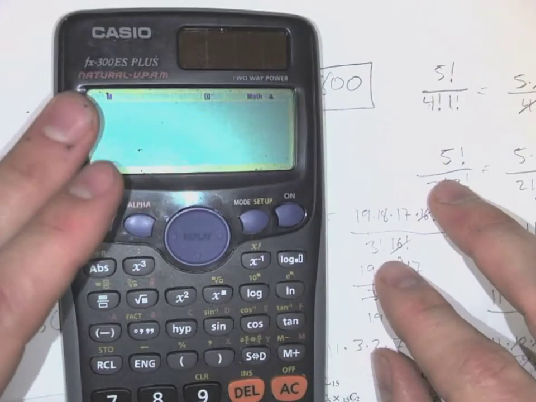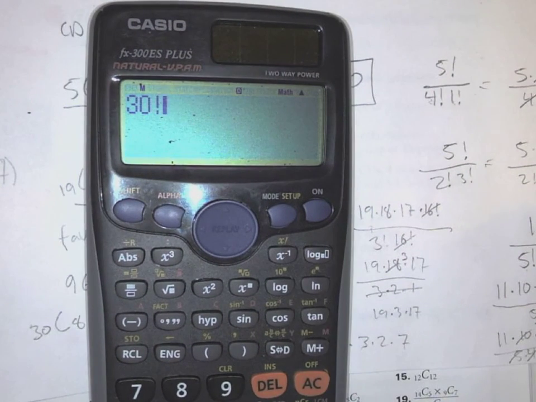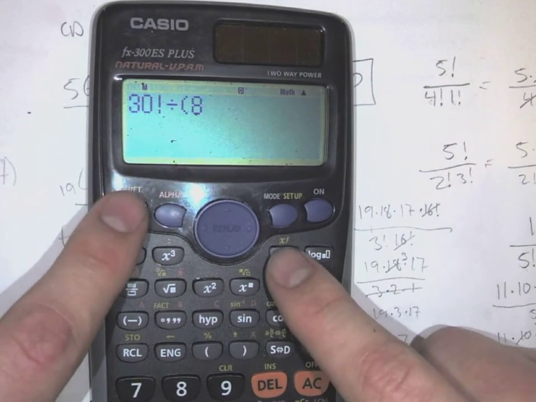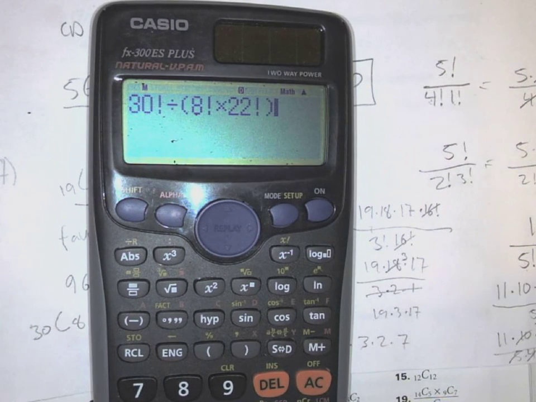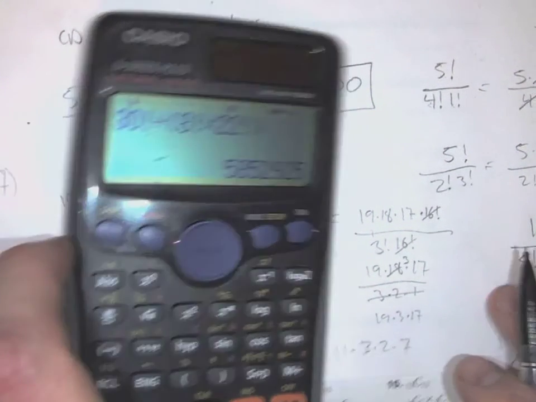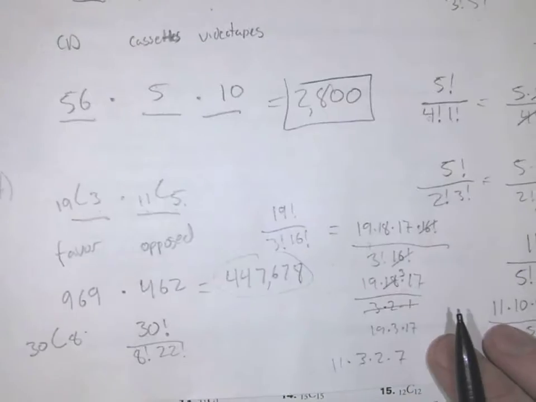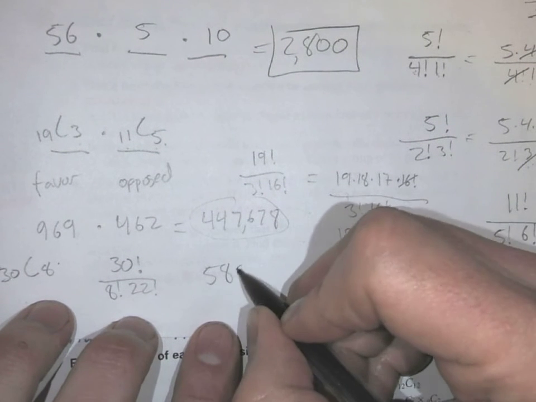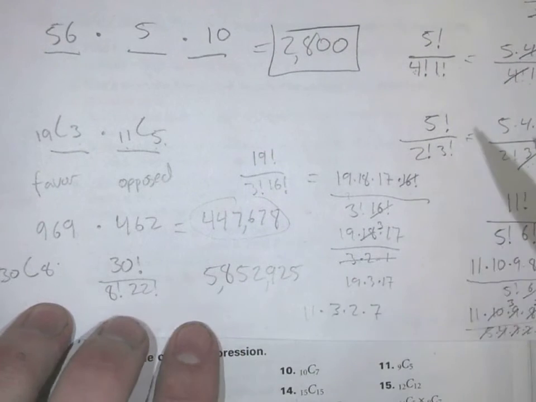We're going to do 30 factorial, and then we're going to divide that by 8 factorial times 22 factorial. Okay, so that's a pretty big number. This is all the different combinations we can get when we're surveying 8 people from 30, excuse me. So that is, once again, 5,852,925.